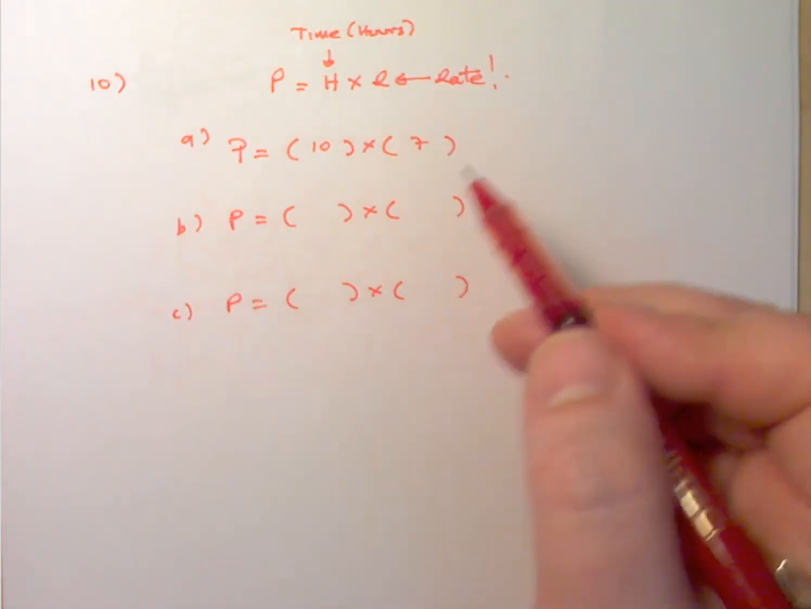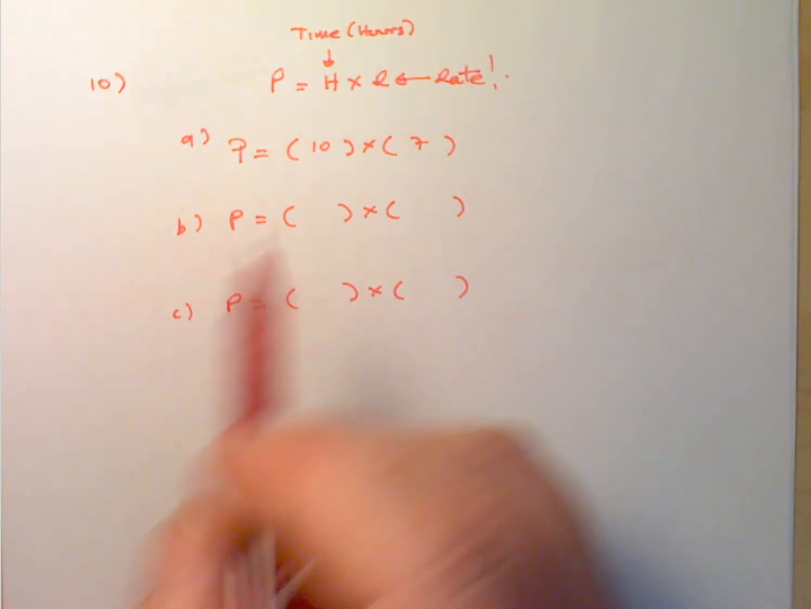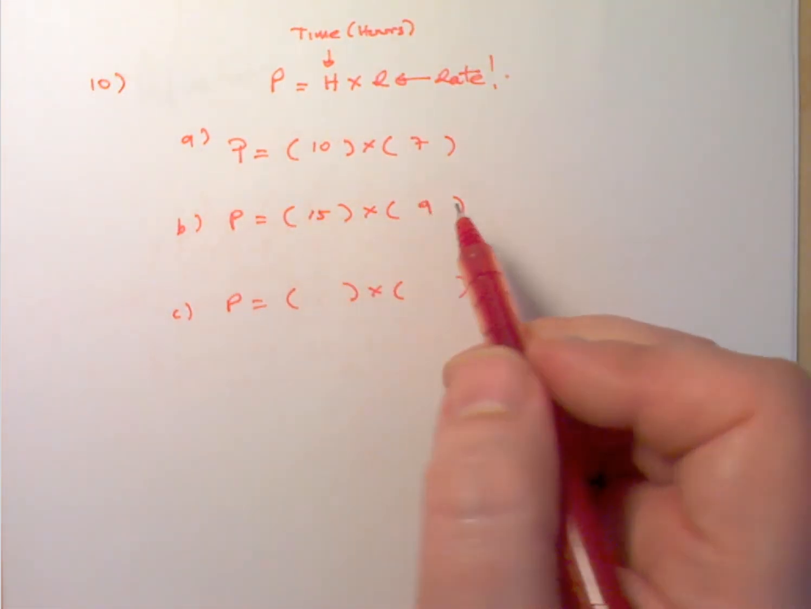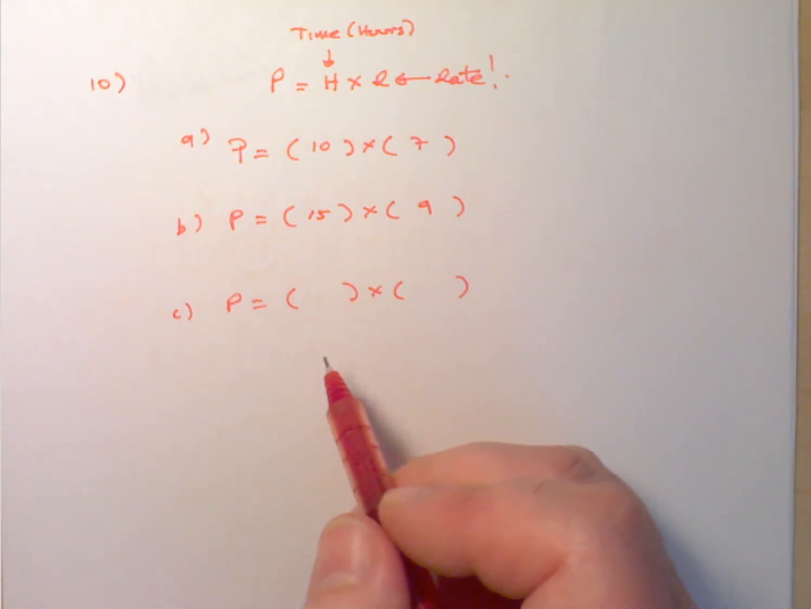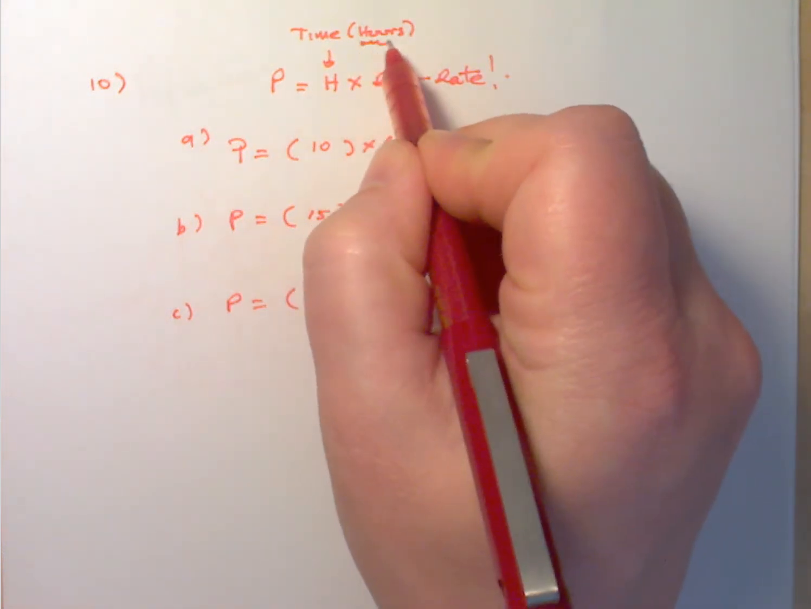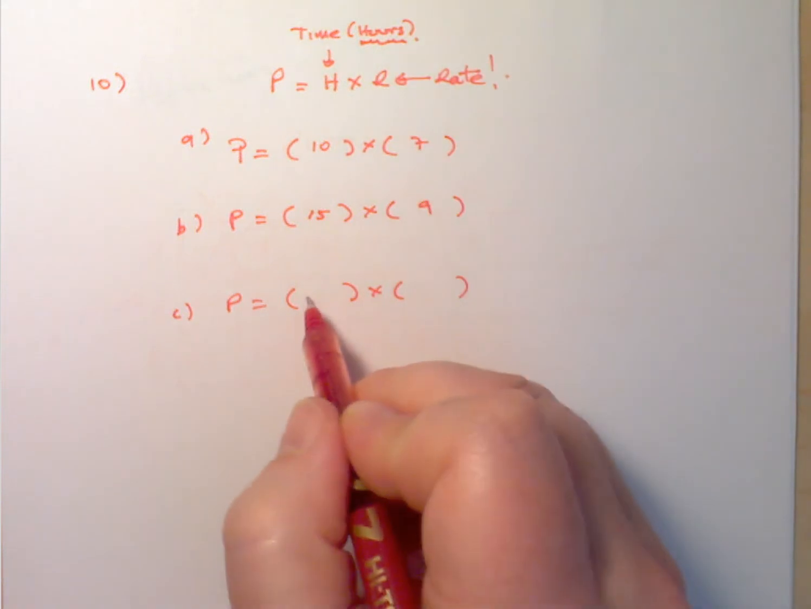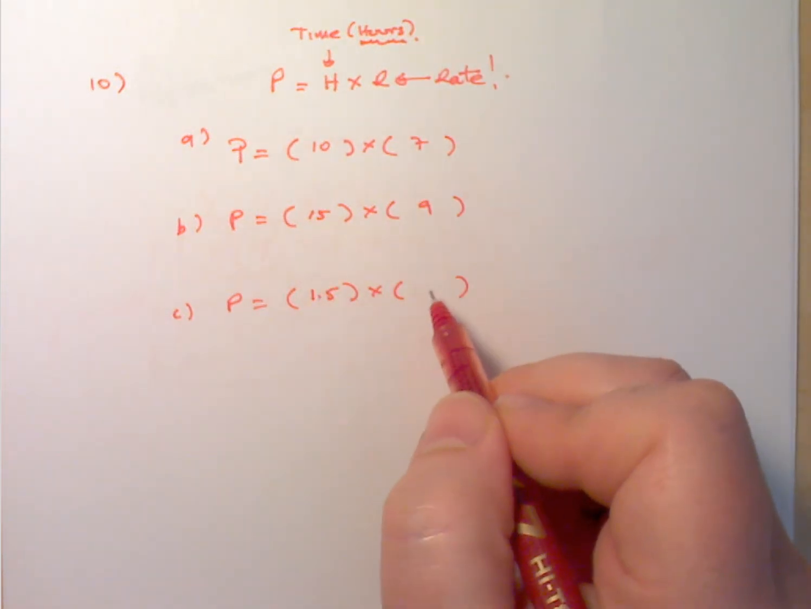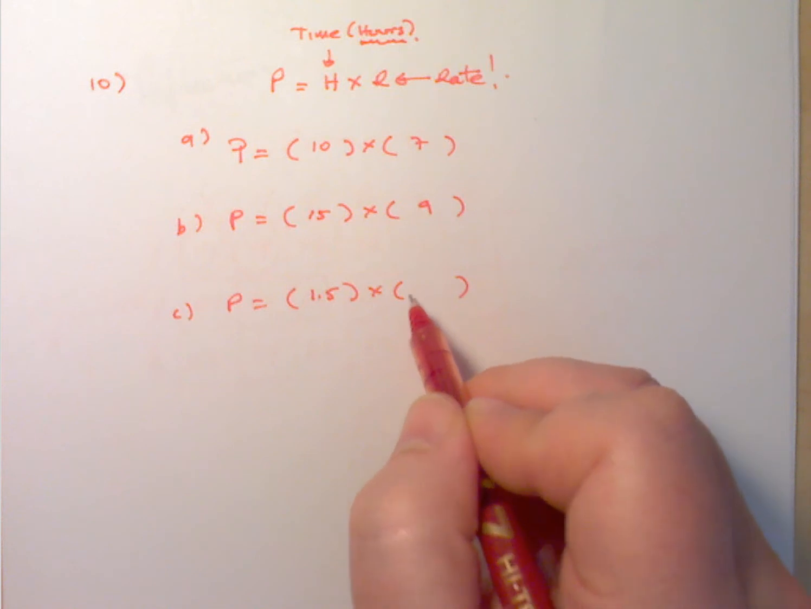And in part B, John's worked 15 hours and at a rate of £9 an hour. And Mike, he's worked 90 minutes. Well, remember, time was given to us in hours. So 90 minutes is 1.5. And we have how much he gets paid. He gets paid £16 an hour.